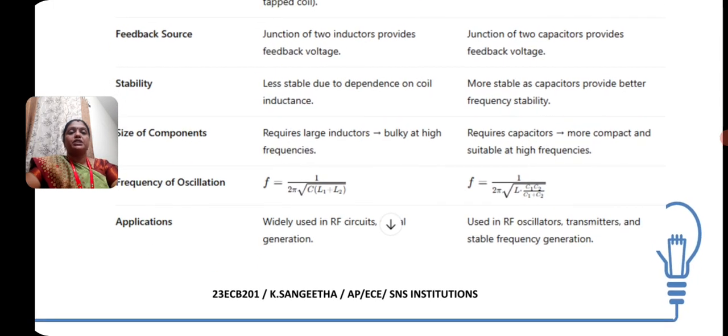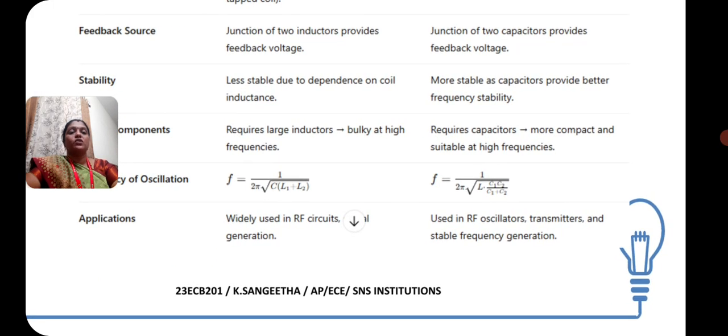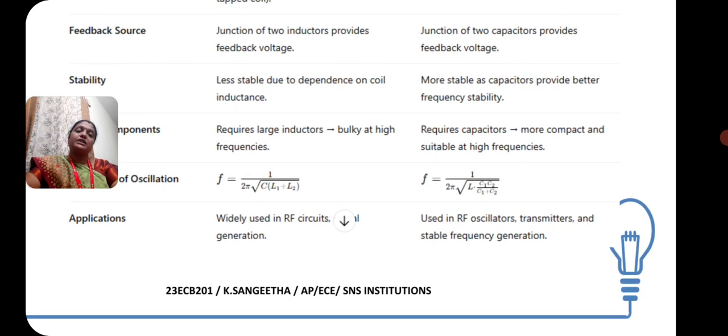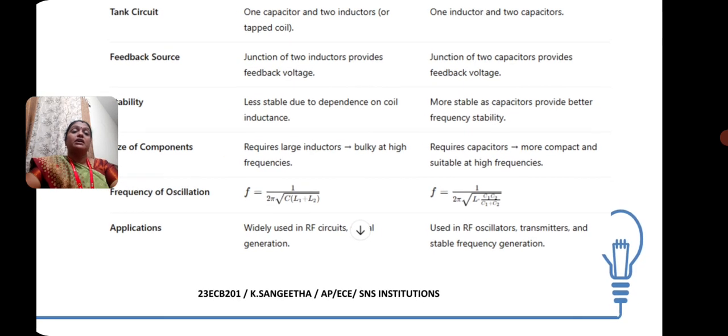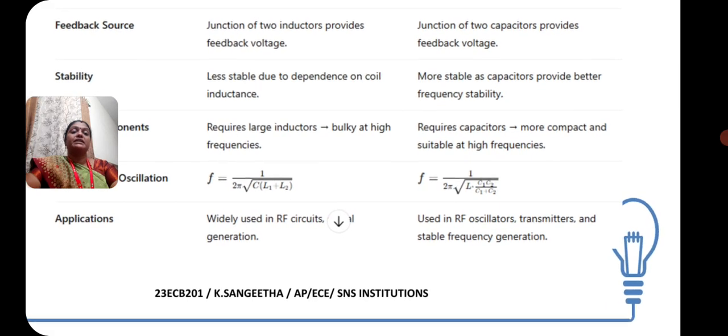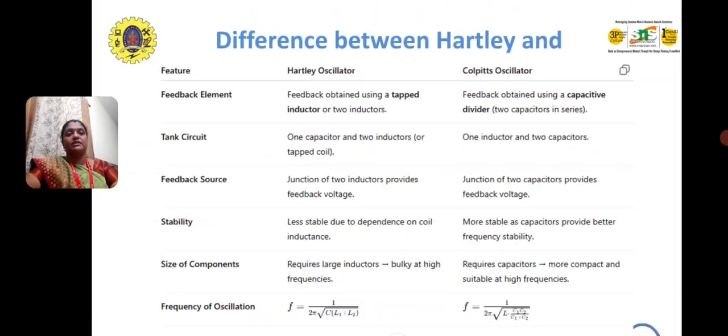Coming to the application, Hartley oscillator is widely used in RF circuits. Colpitts oscillator is also used in RF oscillators, transmitters, and stable frequency generation.